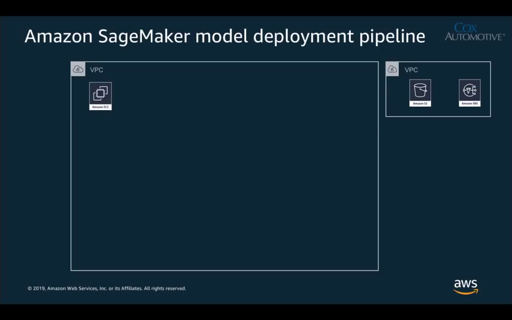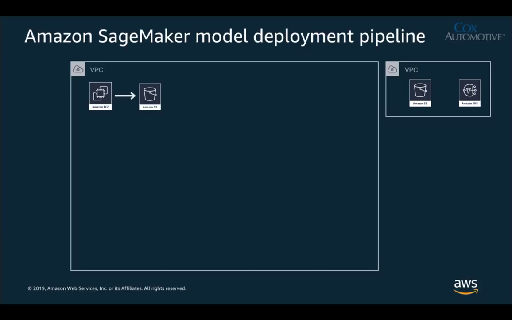So their setup looks like this. They have a VPC, a virtual private cloud, on the left where they train and evaluate models. And on the right, they have their production VPC where models will enter the deployment pipeline and end up in production. So first, models are trained on SageMaker. They are written to Amazon S3. So that's what SageMaker does.